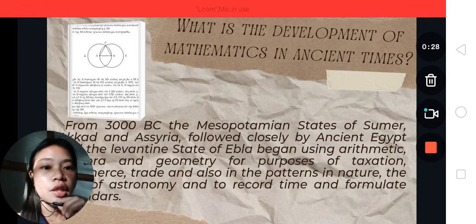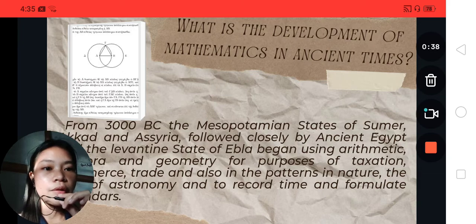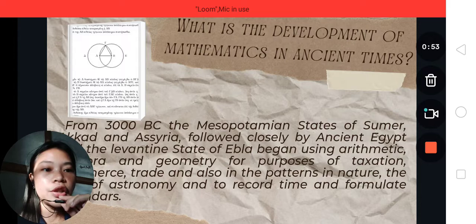From 3000 BC, the Mesopotamian states of Sumer, Akkad, and Assyria, followed closely by ancient Egypt and the Levantine state of Ebla, began using arithmetic, algebra, and geometry for purposes of taxation, commerce, and trade, and also to study patterns in nature, the laws of astronomy, and to record time and formulate calendars.